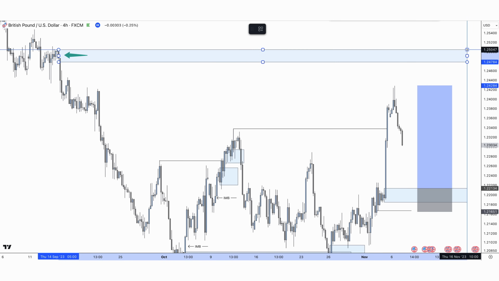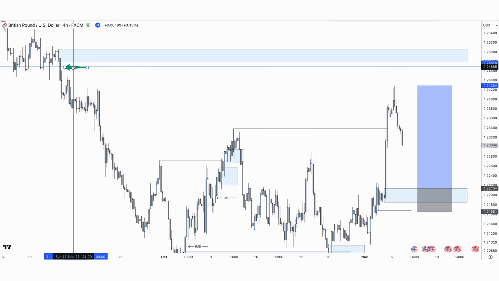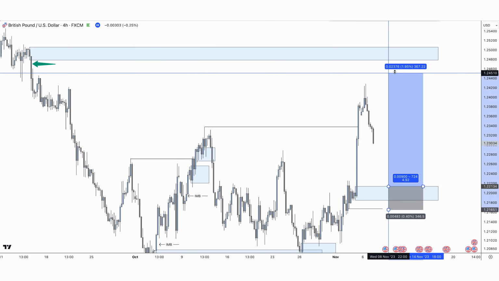But here we've got a pretty clear, pretty viable supply area with imbalance. So the imbalance is going to be in this open price move here, which means this is a reasonably high probability area for the market to reach into.